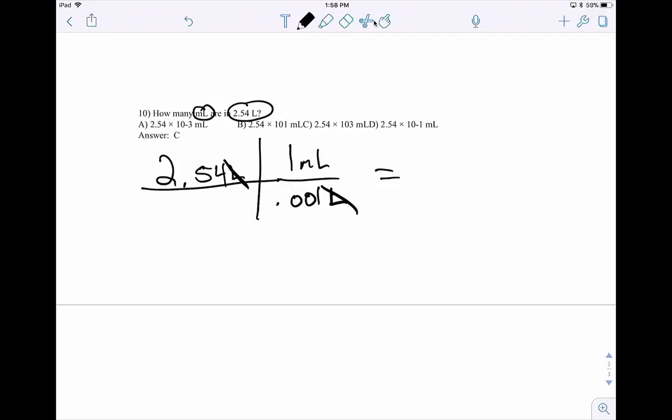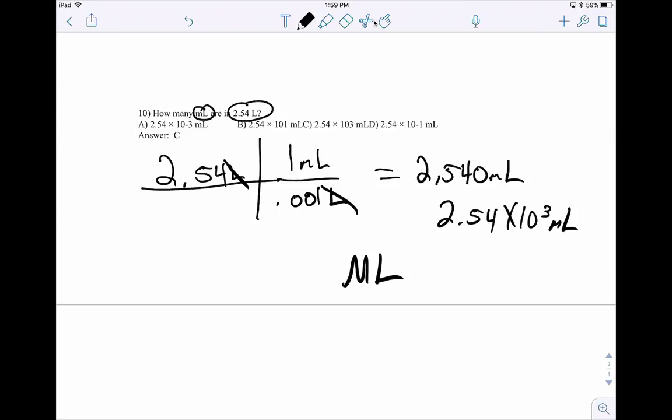And so that's going to equal 2,540 milliliters. Notice, though, that the answer choices are in scientific notation, and if you watch my video on scientific notation, you'll know that it's 2.54 times 10 to the 3 milliliters. Notice something. Milliliters is not written capital ML. It's not written capital M, lowercase l. It is written lowercase m, capital L.